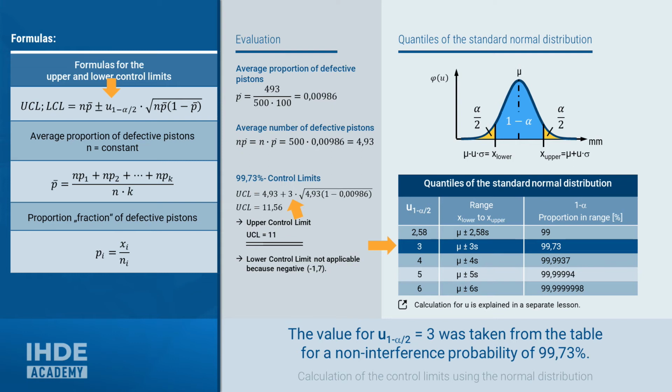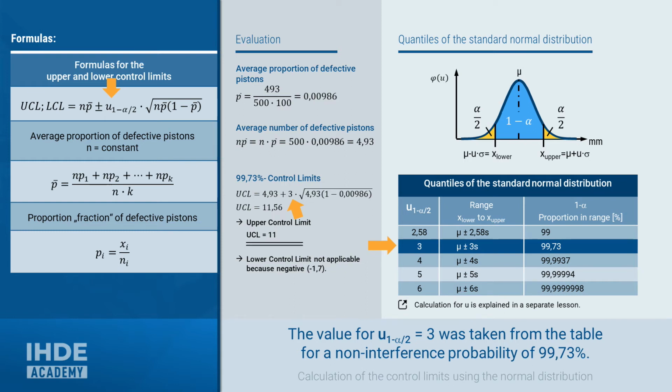Next, we need the quantile U of the standard normal distribution for a non-interference probability of 99.73%. There are tables for these in relevant books or on the internet. A small excerpt from such a table is shown here on the right. If you want to know more about these tables or how you can calculate these quantiles yourself, you should take a look at the separate lessons on this topic.